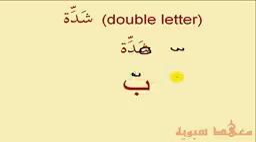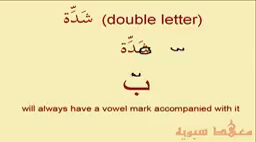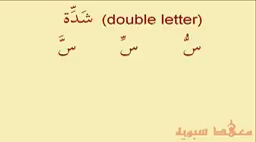So if we want to double this letter, what we do is we add the shadda. That's it there. Now, a point to note is that the shadda will always have a vowel mark accompanying it: either the fatha, the dhamma, or the kasra. So, for example, we have here three seens with a shadda and the three different harakat.